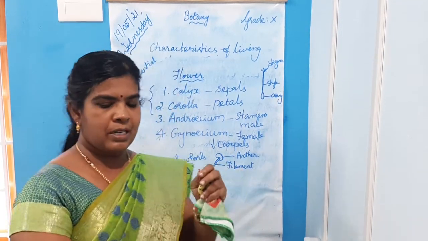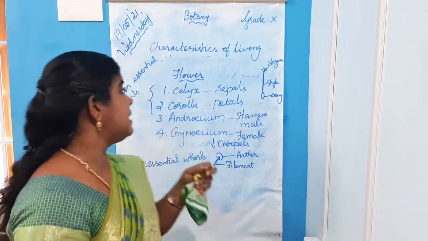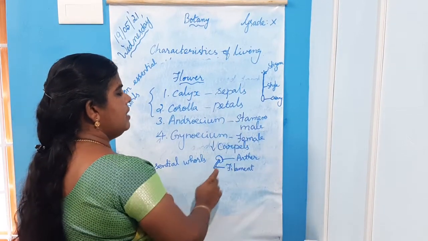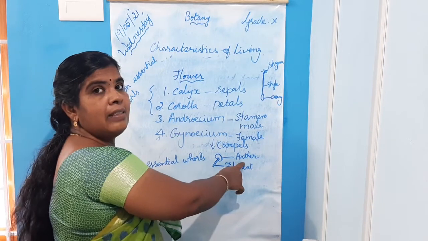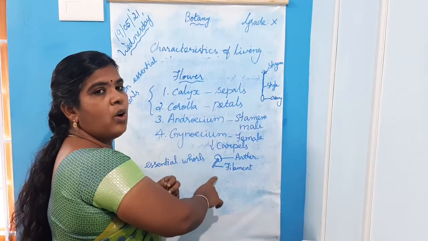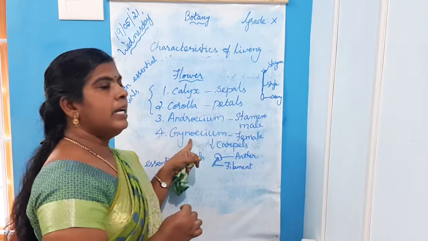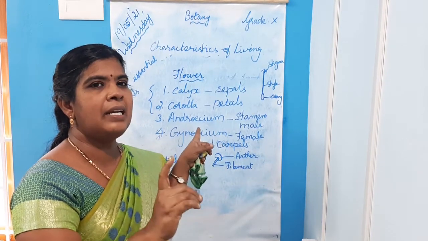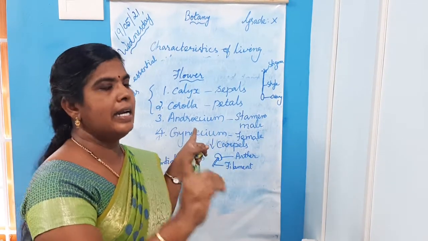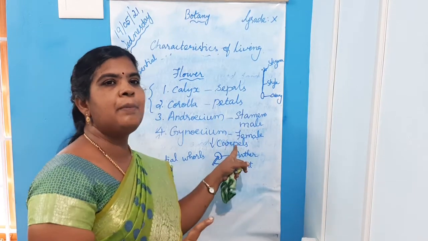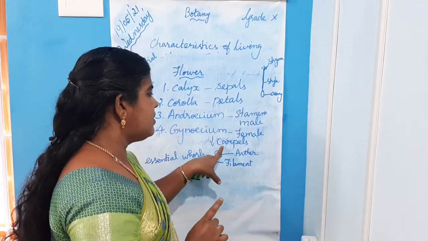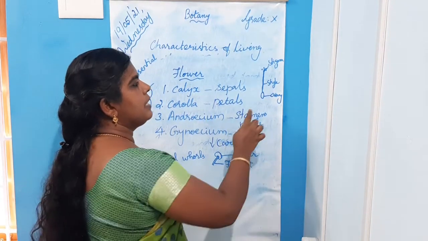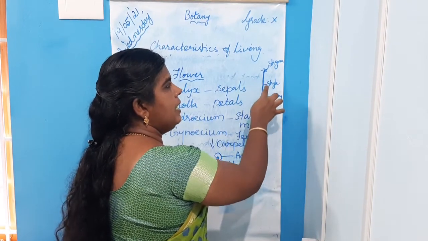Now, androecium consists of stamens. This is the stamen. Each stamen has an anther at the tip and a stalk-like structure called filament. The male reproductive part of a flower is called androecium. Then gynoecium is the female reproductive part of a flower. It consists of individual units called carpels. Gynoecium consists of 3 parts, namely ovary, style and stigma.